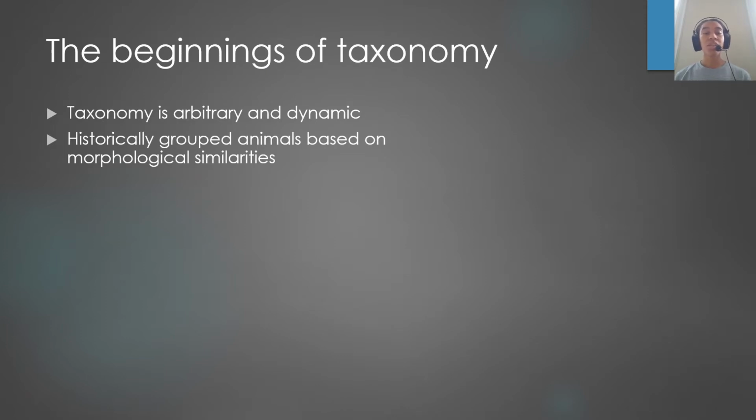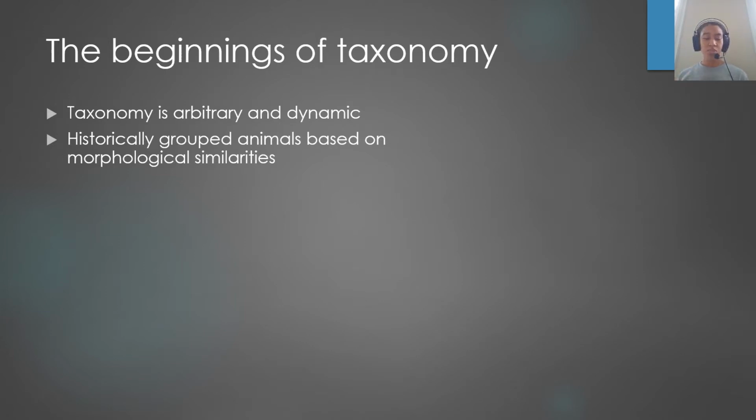Before we get into the history of taxonomy, I want to begin by saying that taxonomy is arbitrary and dynamic. In your textbook, you'll notice that they give many examples of different methods that different scientists use to identify a species and understand its relatedness to other species. Every scientist has their rationale for why they feel their system is better than others, or why some systems need tweaking in order to be valid. So it's a bit arbitrary, but it's also dynamic.